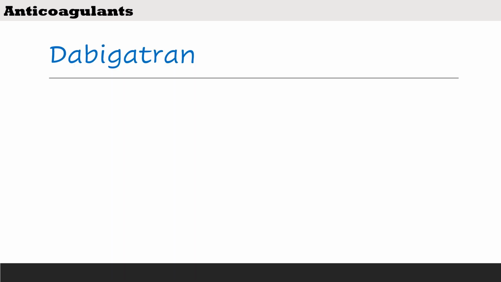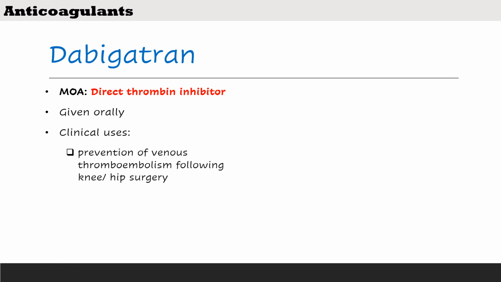So the third drug that we'll talk about is dabigatran. Dabigatran is a direct thrombin inhibitor. We mentioned that thrombin is like the middle ground that is required to convert fibrinogen to fibrin. So if you inhibit thrombin, then you don't have the formation of fibrin. It's also given orally, and it is clinically used to prevent venous thromboembolism, usually following knee or hip surgery, and also for prevention of stroke and systemic embolism in atrial fibrillation.